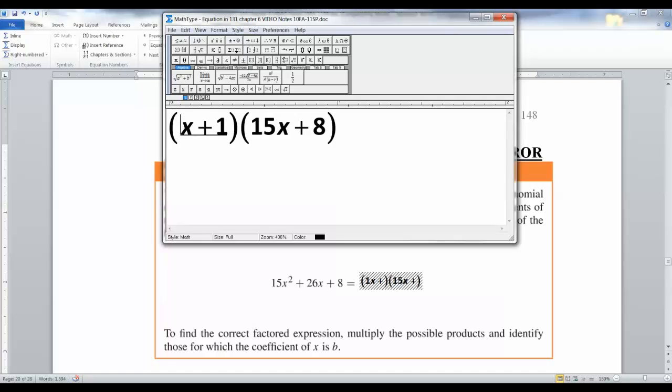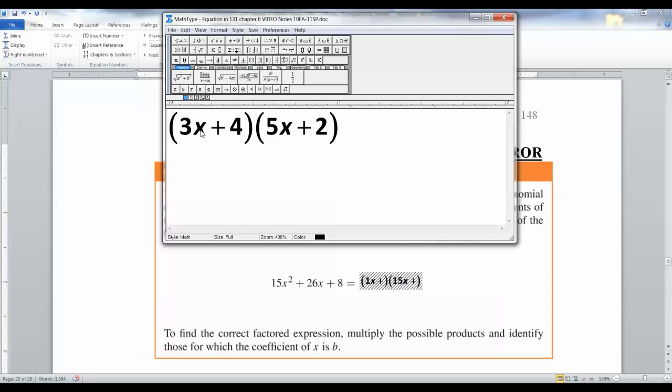So now let me try 3 here and 5 here. All right, let me try 8 and 1. 8 times 3 is 24. 1 times 5 is 5. 24 plus 5 would be 29 for the middle term. Okay, so what if I put 4 here and 2 here? All right, so outers would be 3 times 4, which is 12. Inners would be 2 times 5, which is 10. Okay, that's no good.